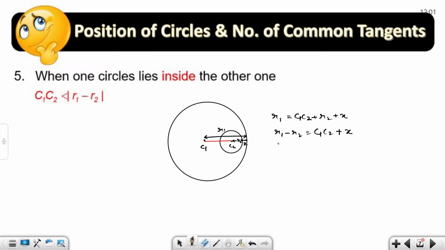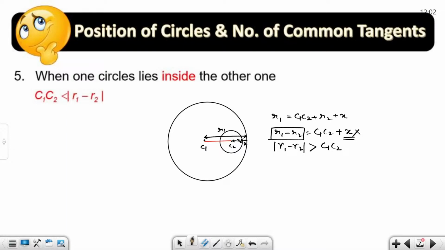So naturally, R1 minus R2 is definitely going to be more than C1C2. Why? Because if you add a positive quantity to C1C2, you are going to have equality with R1 minus R2. So if I remove this X from here, naturally your R1 minus R2 will be more than C1C2, that is the distance between the two centers. Yes or no? And again, I have to give a mod sign over here because I don't know which radius is greater.